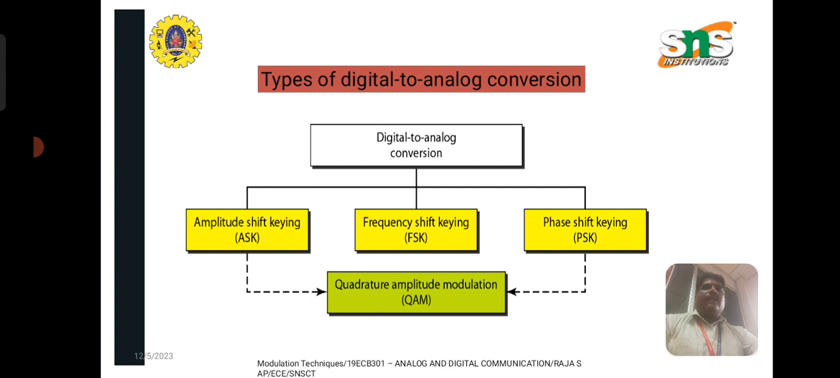So in general, digital modulation schemes fall under three types. One is amplitude shift keying, the second is frequency shift keying, and the third is phase shift keying. The combined version of ASK and PSK is called quadrature amplitude modulation.